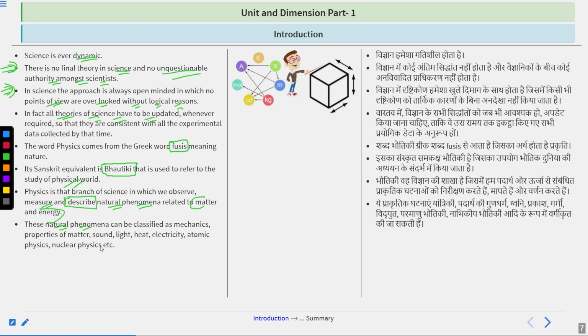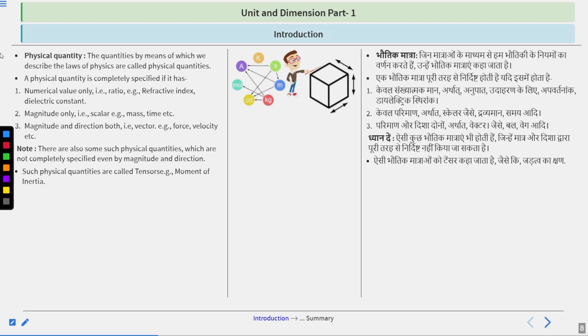These natural phenomena could be classified as mechanics, properties of matter, sound, light, heat, electricity, atomic physics, nuclear physics, etc. So all these natural phenomena that we have looked at are parts of physics.